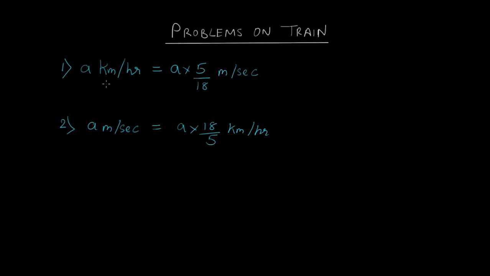So one is kilometer per hour, you can see over here, and if you have a value or speed which is a kilometer per hour, then in order to convert it into meter per second, you just have to multiply it by 5/18. So this kilometer per hour and meter per second are standard units for speed. And similarly, if you want to convert a speed value which is in meter per second, we just have to multiply it by the reciprocal of this 5/18, which is 18/5 kilometer per hour.